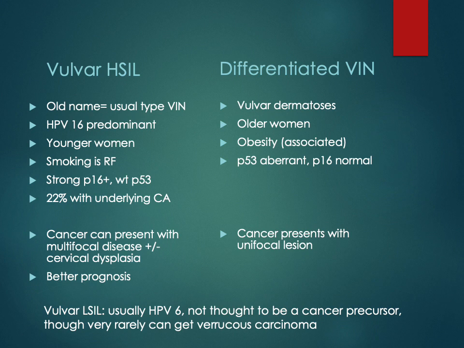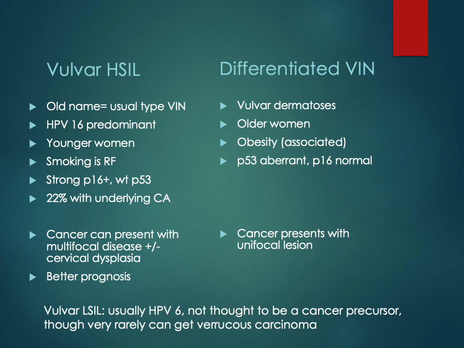So vulvar HSIL is HPV-16 associated. Like I said, usually younger women, often smokers. There's strong p16 staining, and they typically don't have p53 alterations. About 22% of the time, this is associated with an underlying cancer, so this is not something that we can miss. These need to be biopsied and excised. Cancer can present with multifocal disease and also associated cervical dysplasia. These do have a better prognosis, probably partially owing to the younger population.